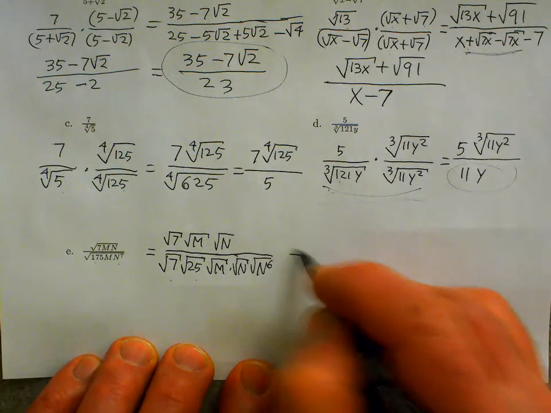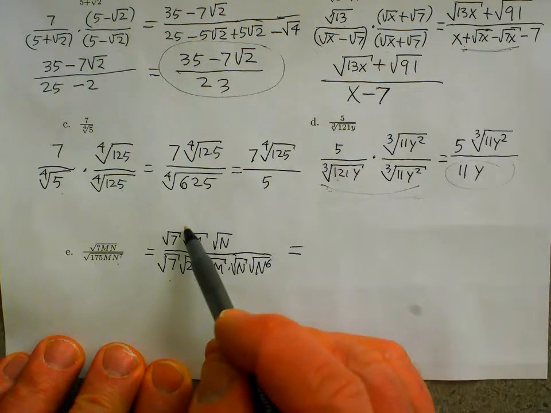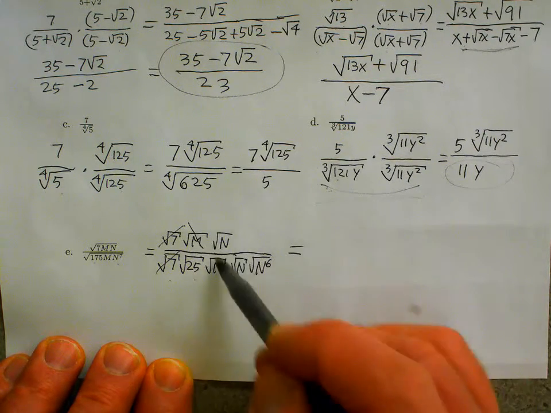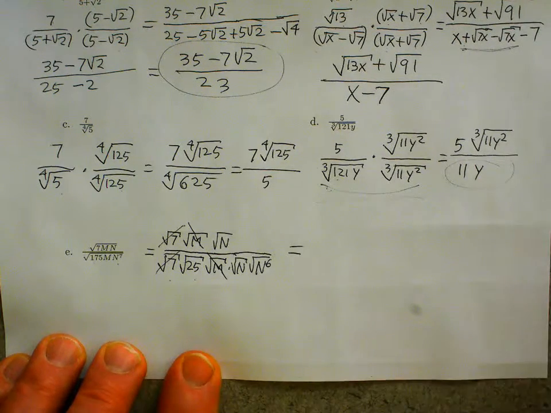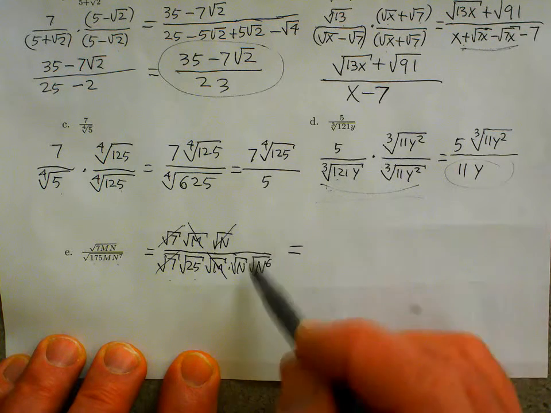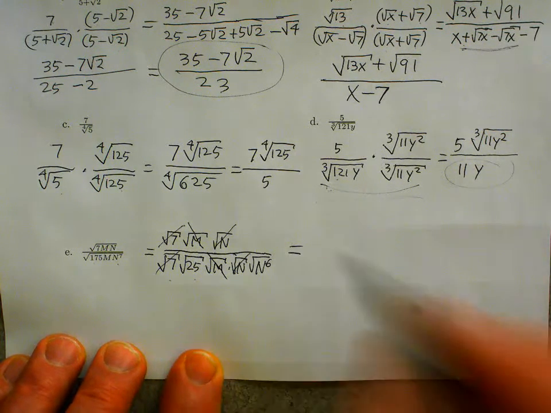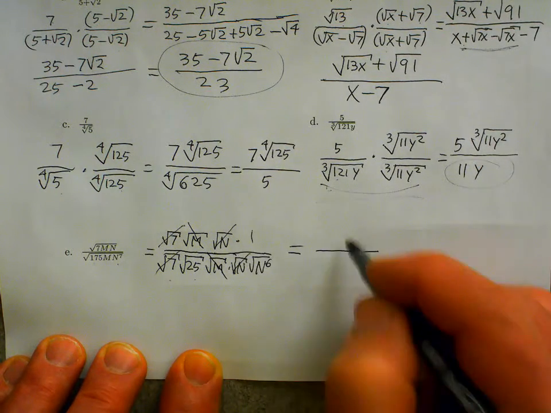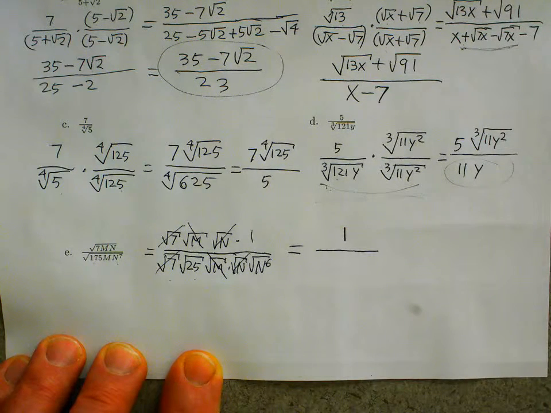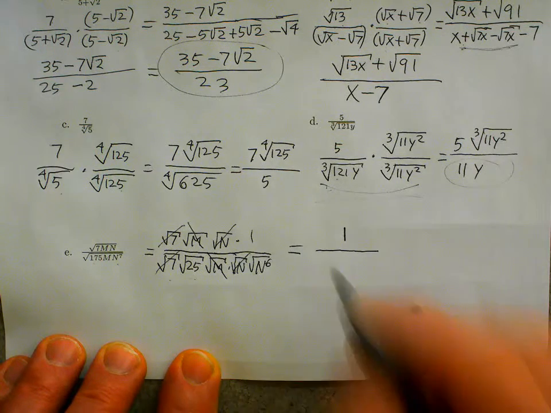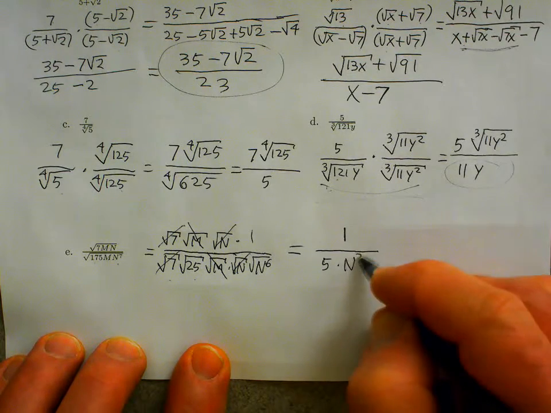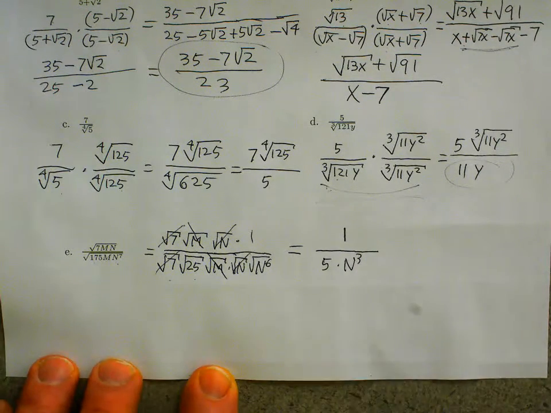Okay, and we get a bunch of cancellations. The square root of 7 divided by the square root of 7 equals 1. The square root of m divided by the square root of m equals 1. The square root of n divided by the square root of n equals 1. And then we write down what we have left. Well, 1 is a factor of everything, so the numerator has a factor of 1. In the denominator, the square root of 25 is 5, and the square root of n to the 6th is n to the 3rd. So that is our simplified answer, 1 divided by 5 times n to the 3rd.